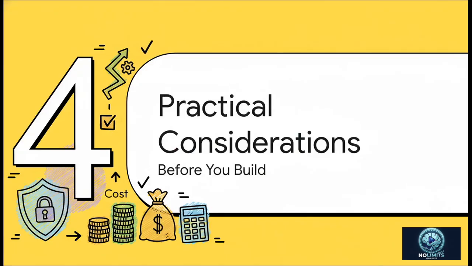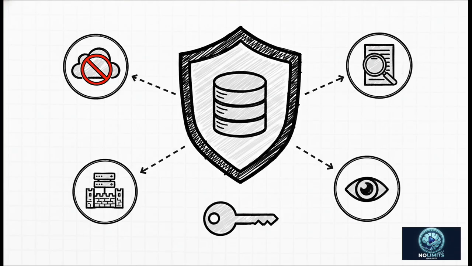Okay, so you're probably getting excited and want to go build one right now, which is awesome. But hold on for just a second. We need to talk about some really practical stuff first. Before you build anything, you have to think about two massive things: security and cost. Let's be crystal clear on this. Data and privacy have to be your number one priority. You absolutely cannot mess this up.